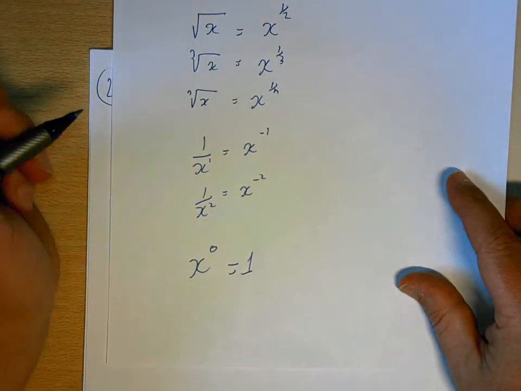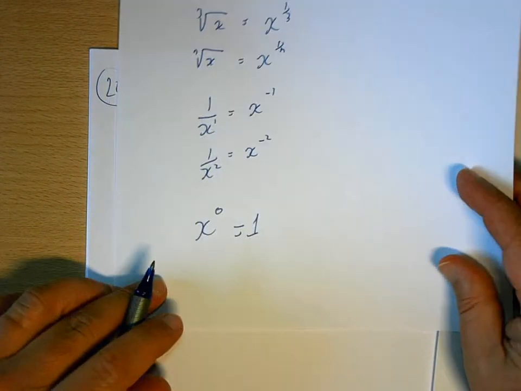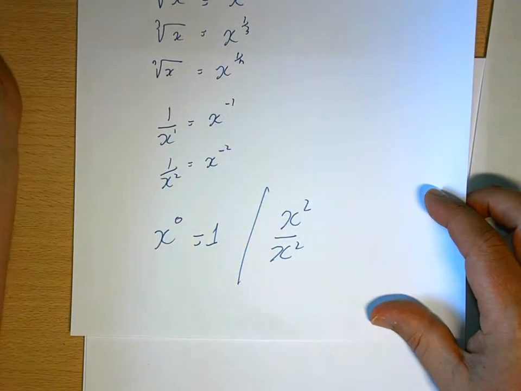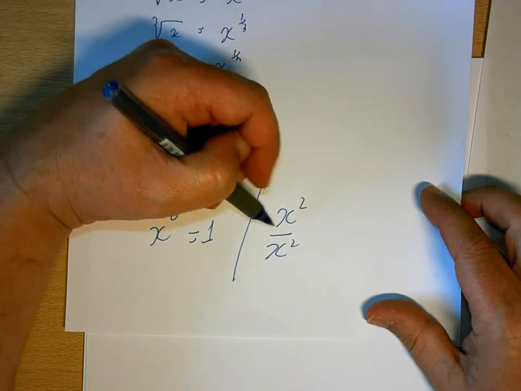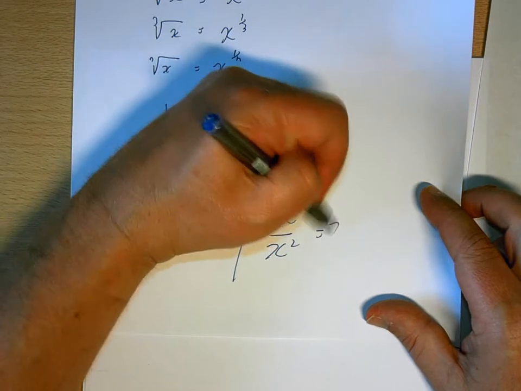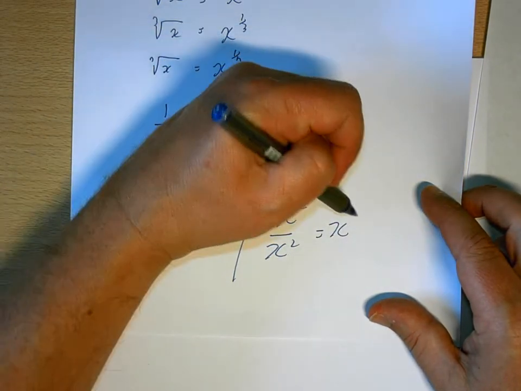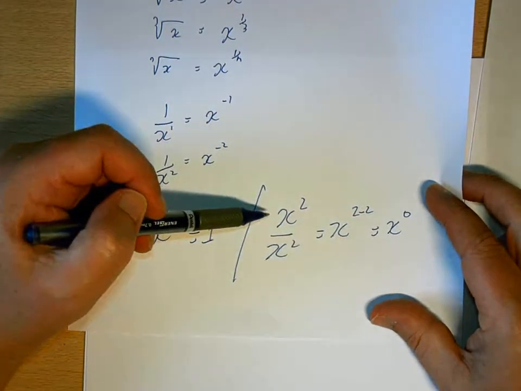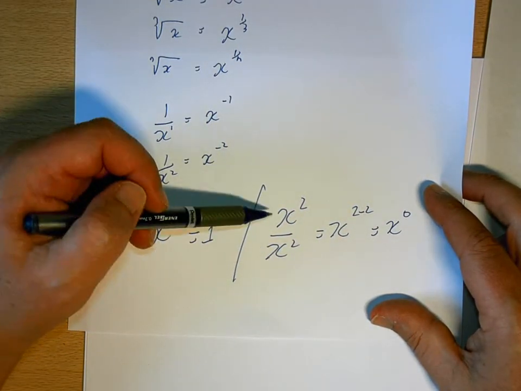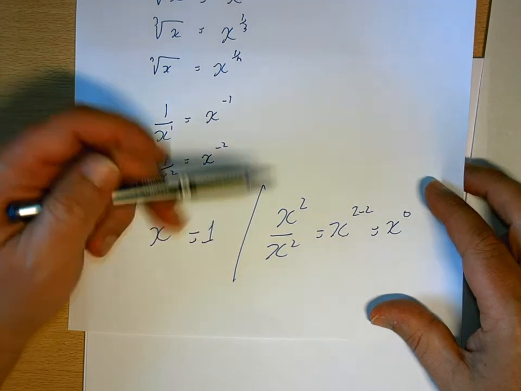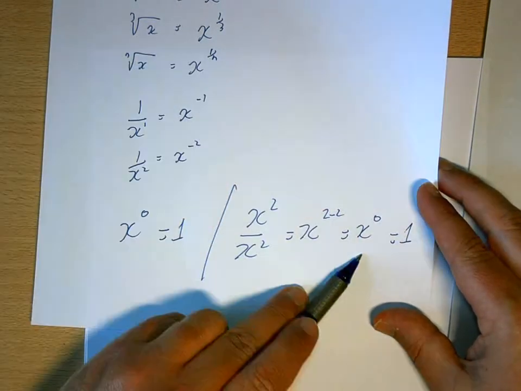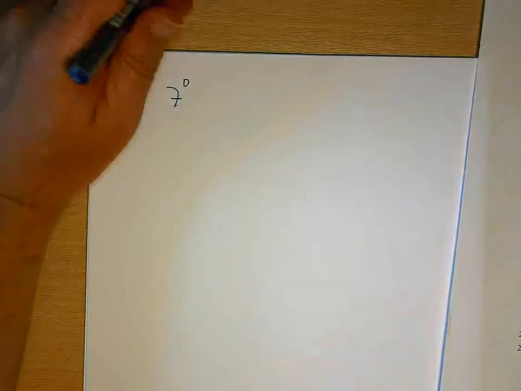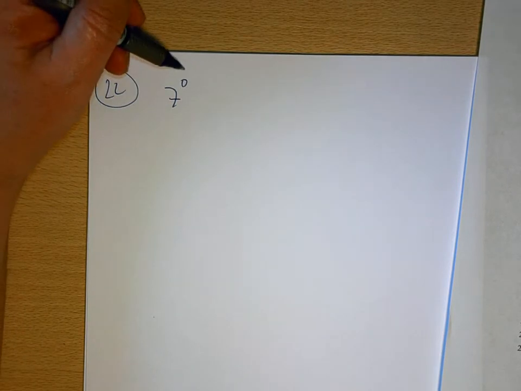Okay? And the reason for that is if you think that we've got x squared divided by x squared, for example, well, when you're dividing, you're going to be subtracting the powers, so that means x to the 2 take away 2, which is x to the 0. When you're dividing anything by itself, you always get 1. So x squared divided by x squared, you know, is 1. Which means anything to the power of 0 must equal 1. So as far as this is concerned, that's just another fact you've got to remember. 7 to the power of 0 is 1.